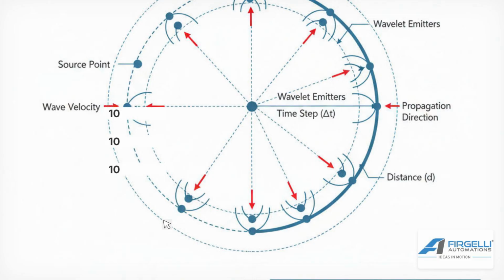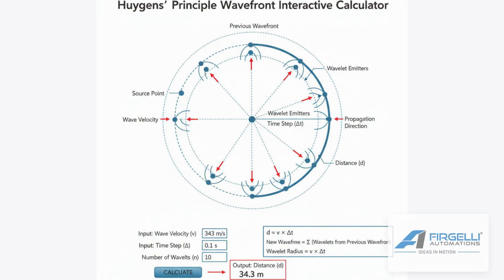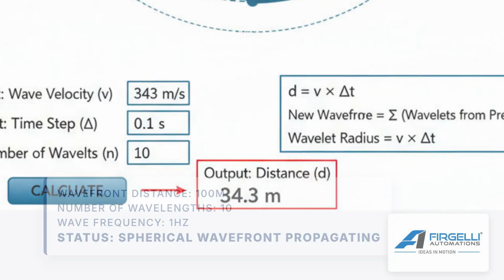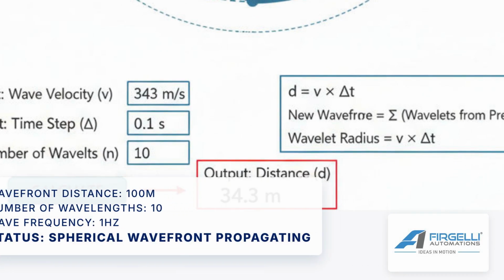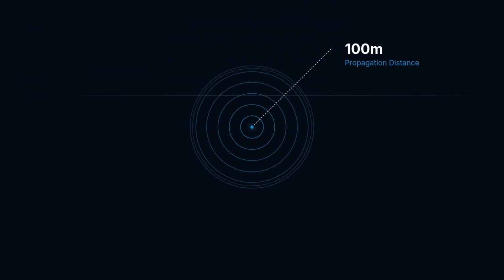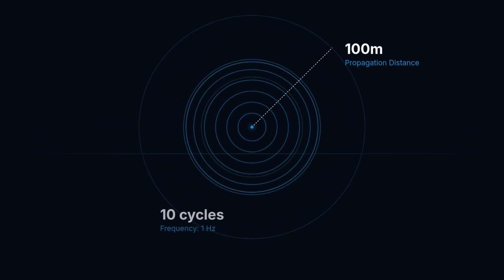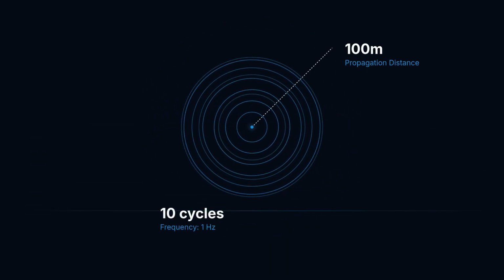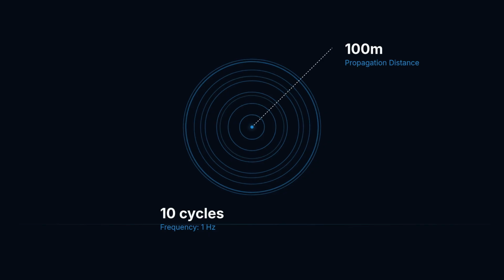After clicking Calculate, the results show wavefront distance equals 100 meters. Number of wavelengths equals 10 wavelengths, wave frequency equals 1 Hz, and the status indicates spherical wavefront propagating from source. These outputs tell us the wavefront has traveled 100 meters from the source, completing exactly 10 wavelength cycles at a frequency of 1 Hz, forming a spherical propagation pattern.